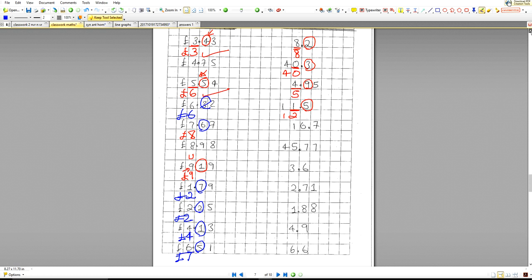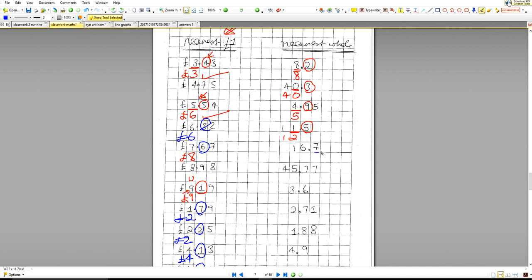Now, similarly, if you look at the decimal numbers here, 16.7, you look at the first in the tenths column. Because it's 5 or more, the 16 becomes 17. To the nearest whole number, stop here. Look at the next number. This number is 5 or more, so 45 becomes 46.